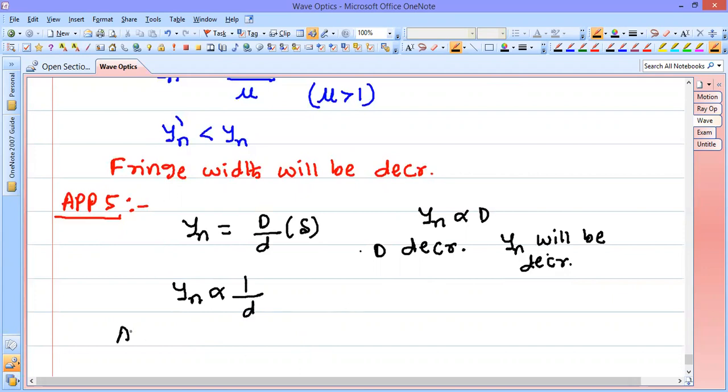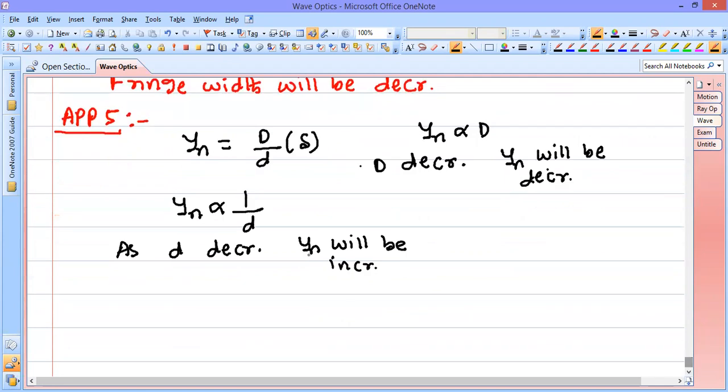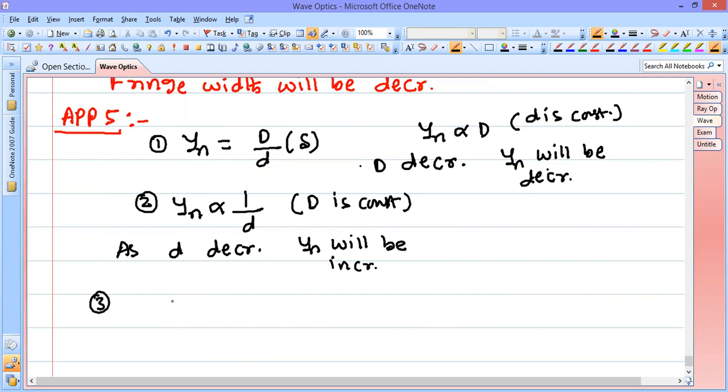Here, as the distance between the slits decreases, Yn will be increases. Yn will be increases. Here I am considering that capital D is constant. We are not changing the distance between slit and screen. Here small d is constant. This is the first result, second result, and then third result.